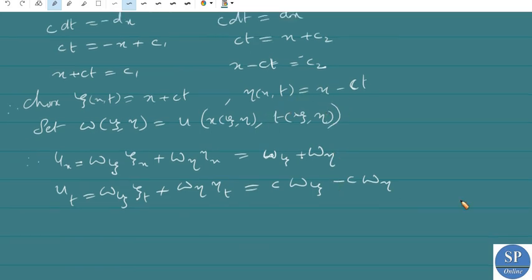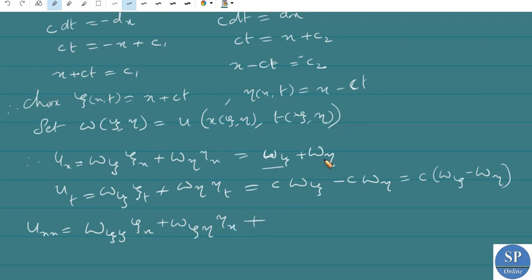Okay, so this is equal to c into w zeta minus w eta. Now the second derivative uxx is the partial derivative of this ux with respect to x. So w zeta zeta into zeta x, the partial derivative of w zeta, that is w zeta zeta into zeta x plus w zeta eta into eta x, plus now the partial derivative of w eta, that is w eta zeta into zeta x plus w eta eta into eta x.